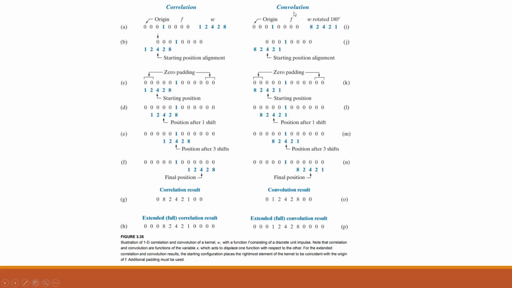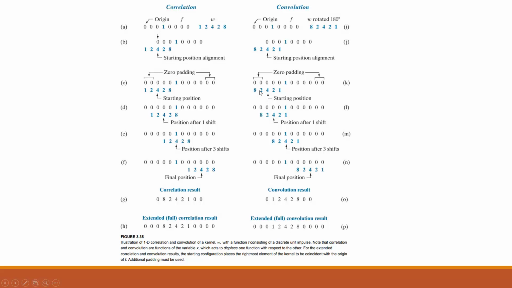In the case of convolution, we have to rotate the filter by 180 degrees. After rotating this filter w by 180 degrees, it becomes 8, 2, 4, 2, 1. Now we perform the same process as we performed for correlation. We multiply this with the function and add all the elements after the multiplication. There is no element, so we artificially put 0, which is also called zero padding. Now 8 into 0 is 0, 2 into 0 is 0, 4 into 0 is 0, 2 into 0 is 0, 1 into 0 is 0. So the overall summation is 0.